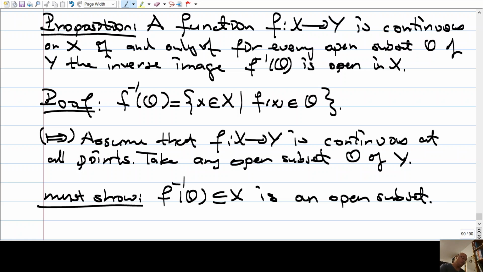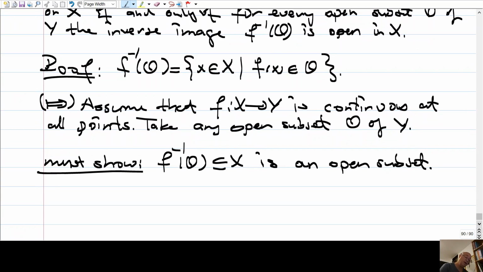All right. How can we do this? Well, how can you show a set is open? Well, the definition is that you will take a point in that set and you need to find an open ball around that point so that that open ball lies inside that subset. So take any x in f inverse of O.